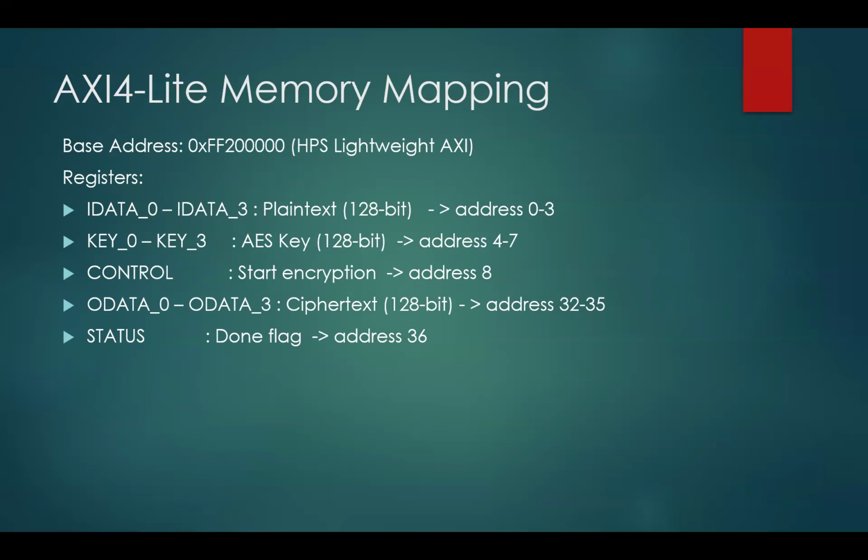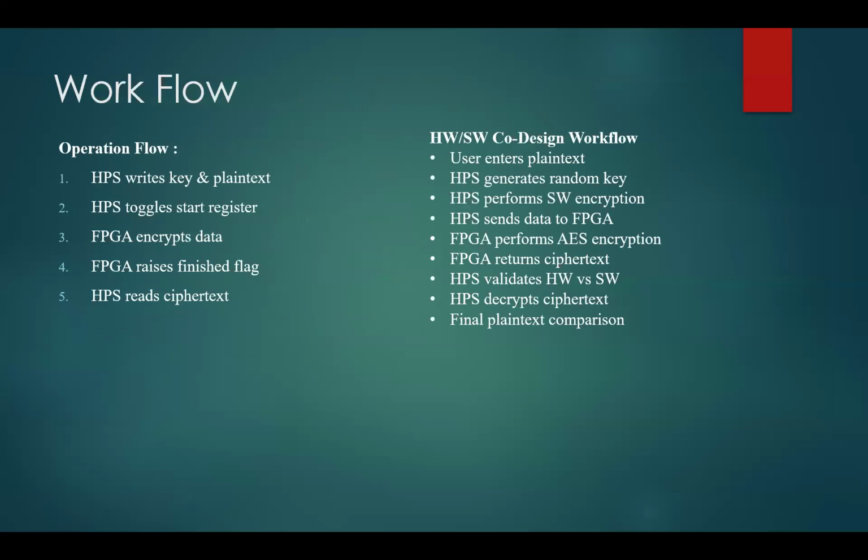AXI4-Lite memory mapping. From address 0 to 3, we map the 128-bit plain text. Address 4 to 7, we map the 128-bit key. Address 8, we start encryption. Address 30 to 35, the 128-bit ciphertext. Address 36 denotes the done flag.